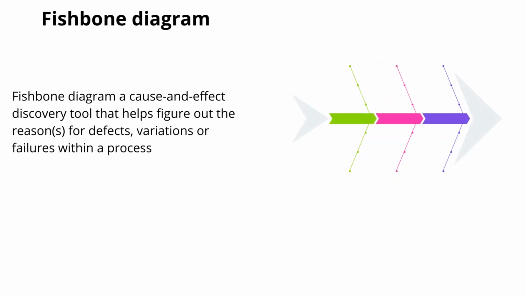Let's consider the Fishbone Diagram. A Fishbone Diagram is a cause and effect discovery tool that helps figure out the reason for defects, variation, or failures within a process.